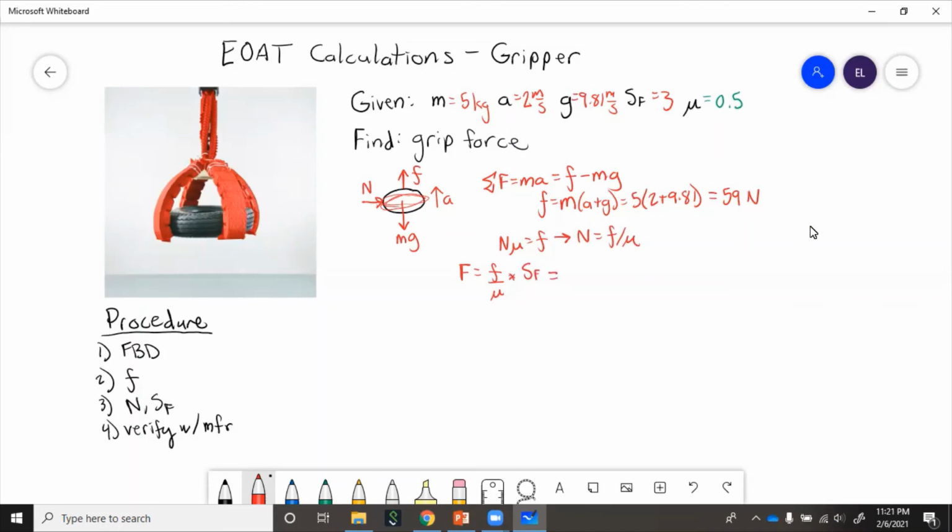So if we do that, then we have 59 over 0.5 times 3 equals 354 newtons.